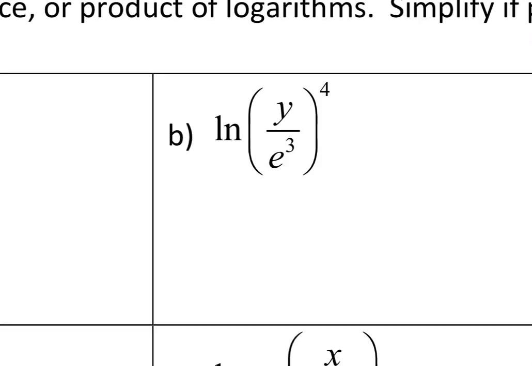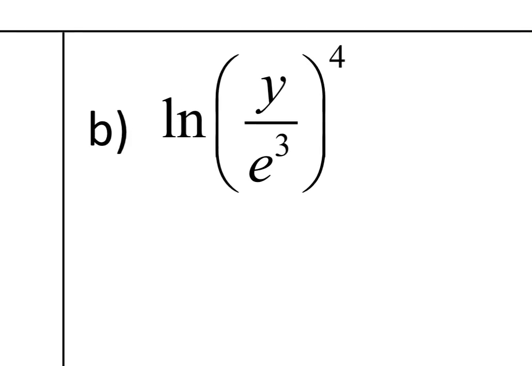In letter B, if the argument of a logarithm, and remember ln is a logarithm, it's just log base e, just another way of writing a special logarithm, so don't be confused by ln, it's just a logarithm.